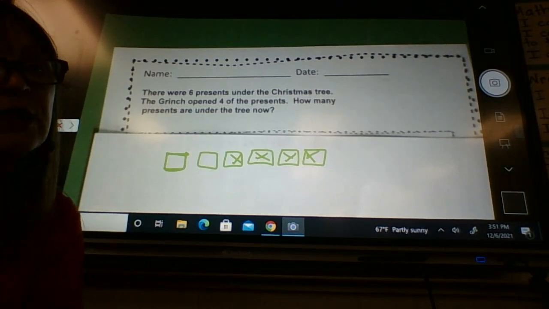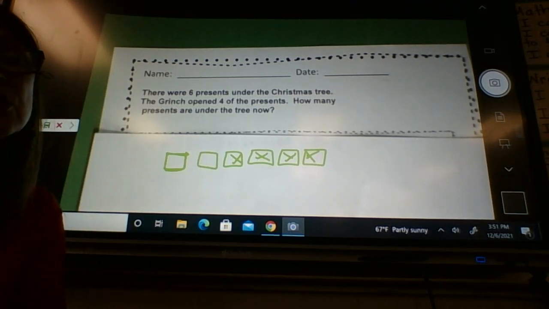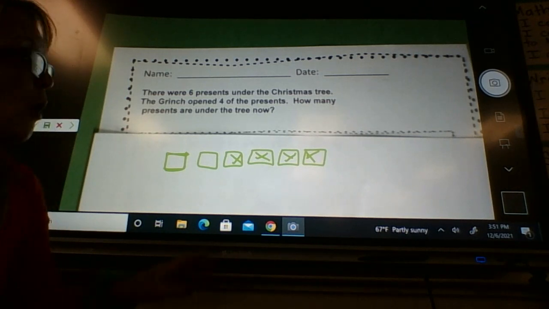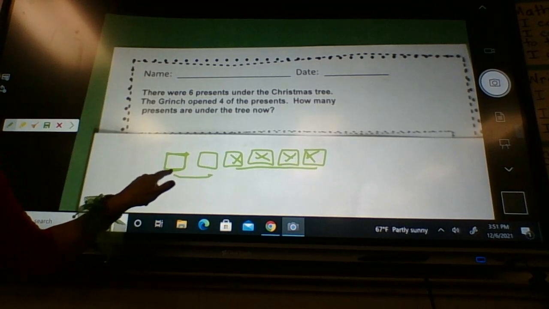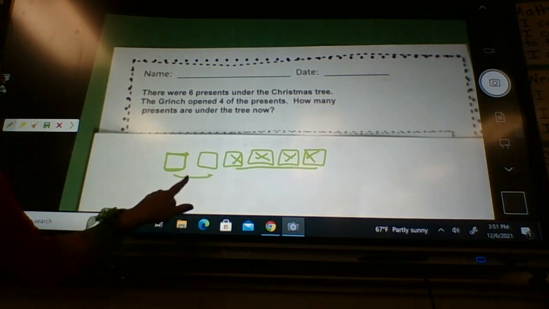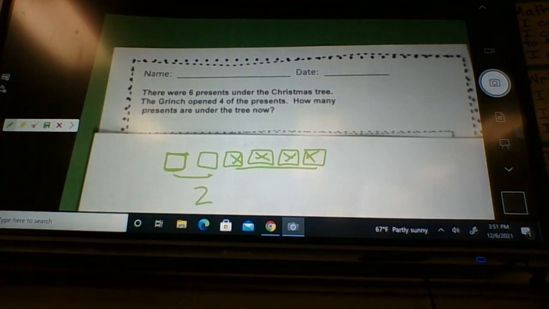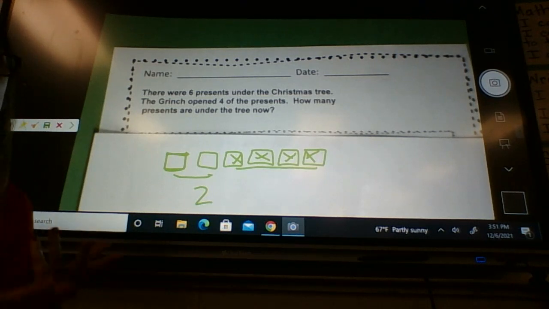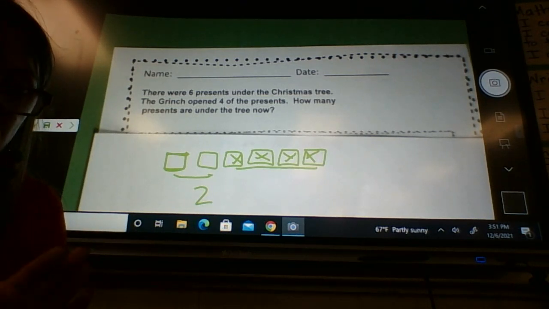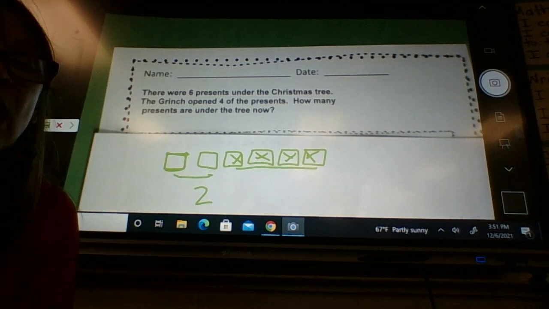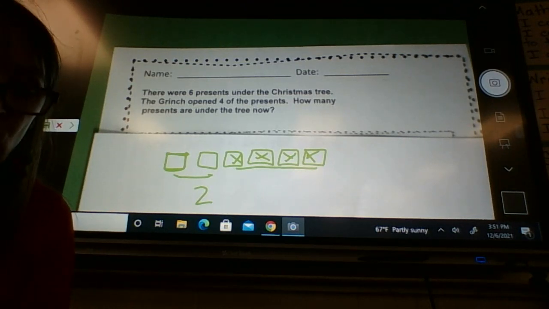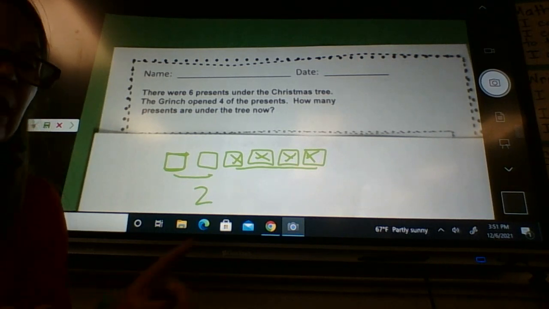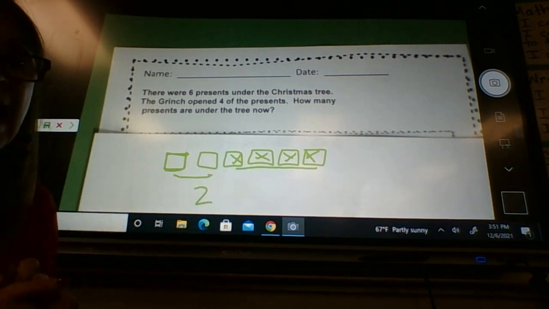So now I've got to figure out, well, how many presents are under the tree now? Well, if these are the ones that he opened, these are going to be the ones that are left. He has 2 presents left. So whenever we're solving our problems, we always want to make sure that they know what happened in the story so that they can draw a picture to match.